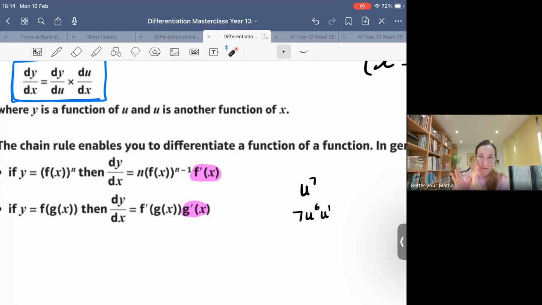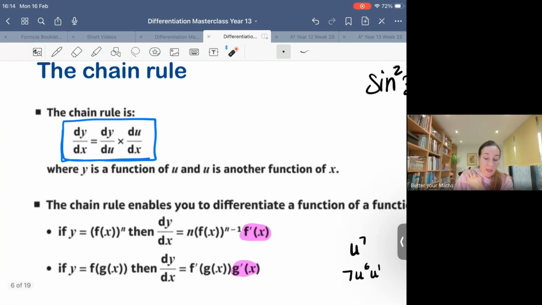Yes, more or less. Let me use it. And what are we doing with the chain rule? We are using an intermediate function. So dy by dx can be done by differentiating y with respect to a middle function and then differentiating this function with respect to x.